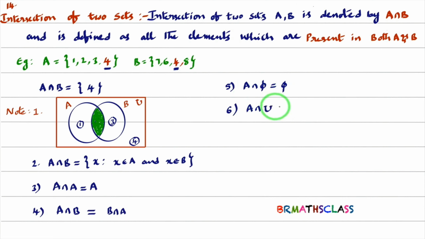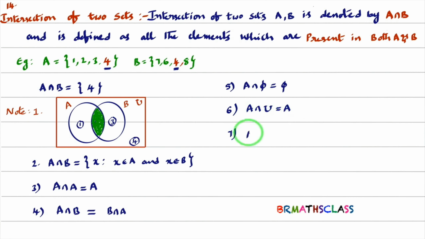A intersection universal set. The universal set is the set which consists of all the sets or elements under consideration. In these two sets, which one is the smaller set? Obviously, the set A is the smaller set compared to the universal set. When we do the intersection, we will get the smaller set only. So A intersection universal set is A only.